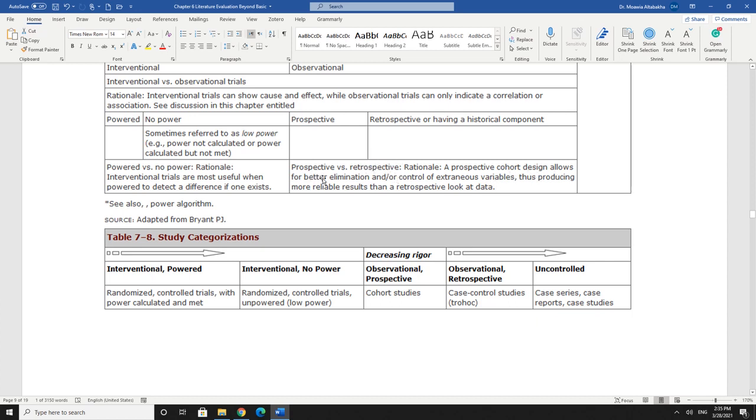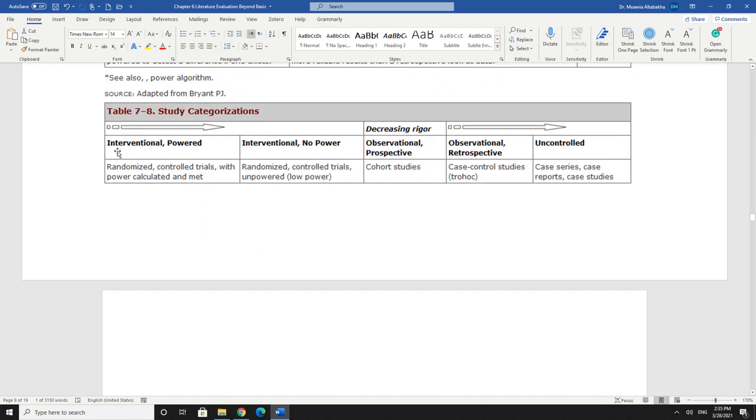Prospective cohort design allows for better elimination and control of extraneous variables. That is why the results are more reliable. Meaning, if I look in the history, I might be missing something. But if I follow up with the patients into the future, I keep following them, I will be able to control better the variables that can affect the results.